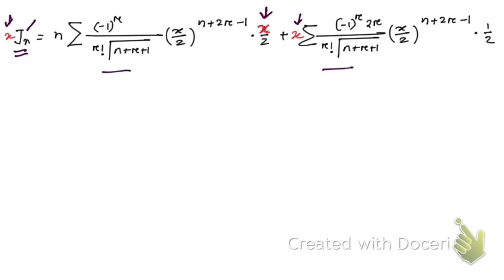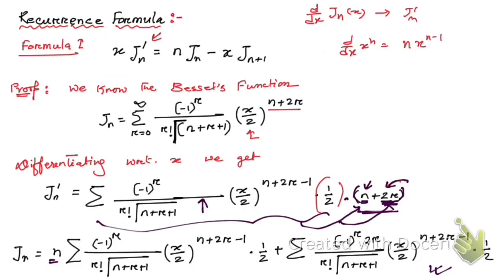Here I should write z as n, right? Z as n. Let me go back to the previous slide. So here also I forgot to write the dash. Give a dash here to represent this d/dx of Jn. Okay, so now let me go to the next slide again.